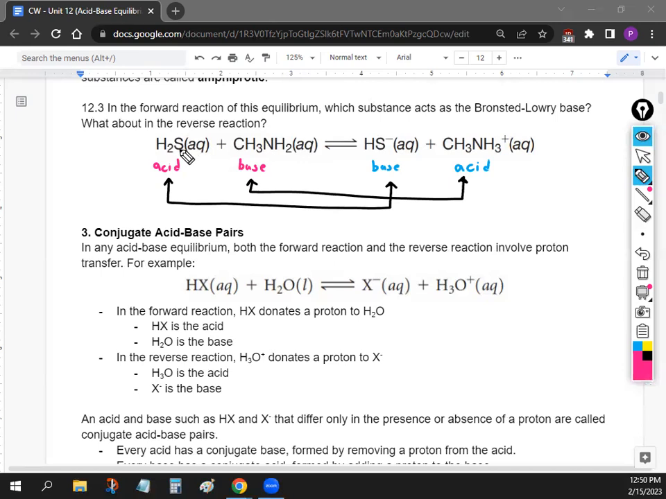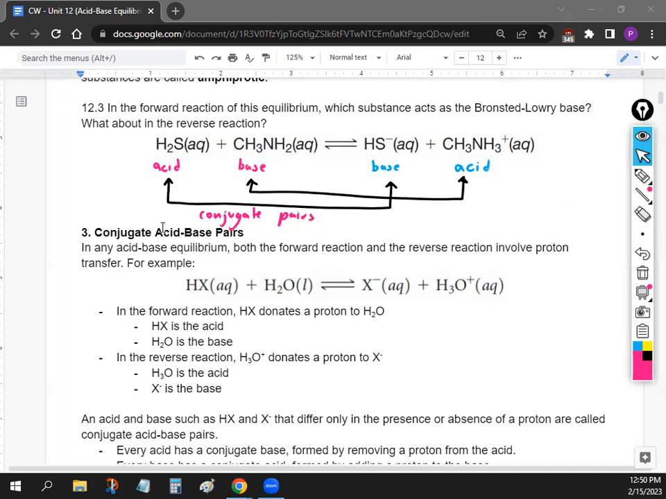If you notice, the H2S on the left side is an acid, but on the right side of the equation it's going to be a base. These two compounds are called conjugate pairs. Conjugate pairs are two compounds in a reaction, one on the left and one on the right, which are the same thing. The only difference is the proton is moving around. On one side of the reaction it's an acid, on the other side it's a base. So these two are conjugate pairs, and the other two are also conjugate pairs.